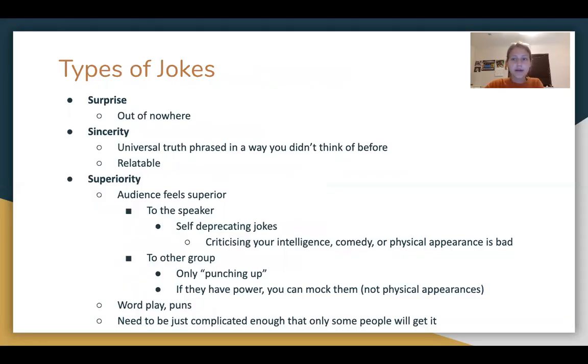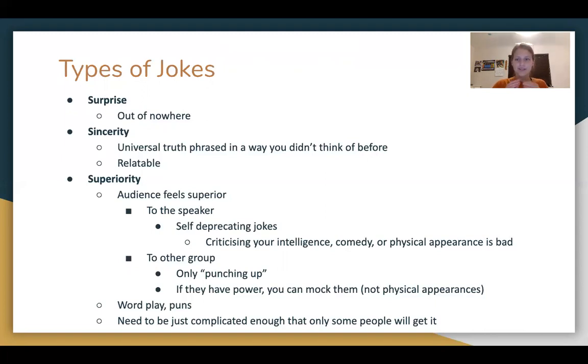So there's three main types of jokes, the three S's of comedy, and those are surprise, sincerity, and superiority. Surprise jokes are out of nowhere, kind of random jokes, and they're funny because you weren't expecting it. Sincerity jokes are your more relatable jokes, where you phrase something in a way that people can be like, oh, that's so true. And then superiority jokes are where the audience feels superior.